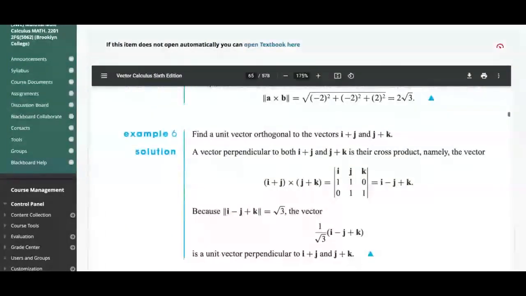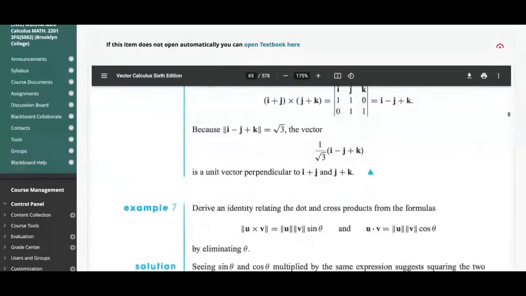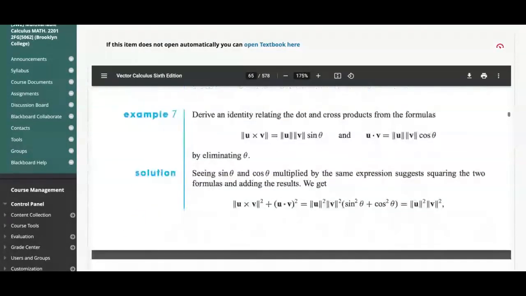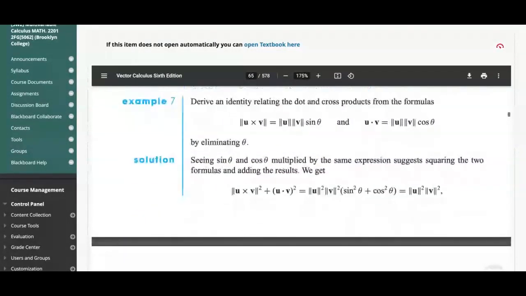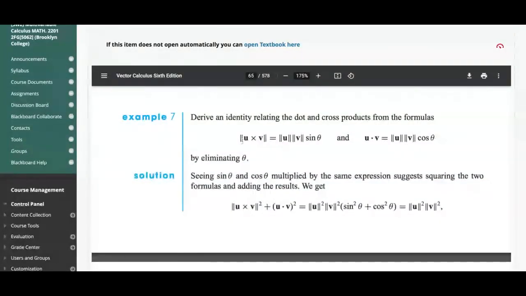Okay, these are some examples. Those two are beautiful. The length of U cross V equals the length of U times the length of V times sine theta. U dot V equals the length of U times the length of V times cosine theta. Two beautiful equations. So let's go over this example.